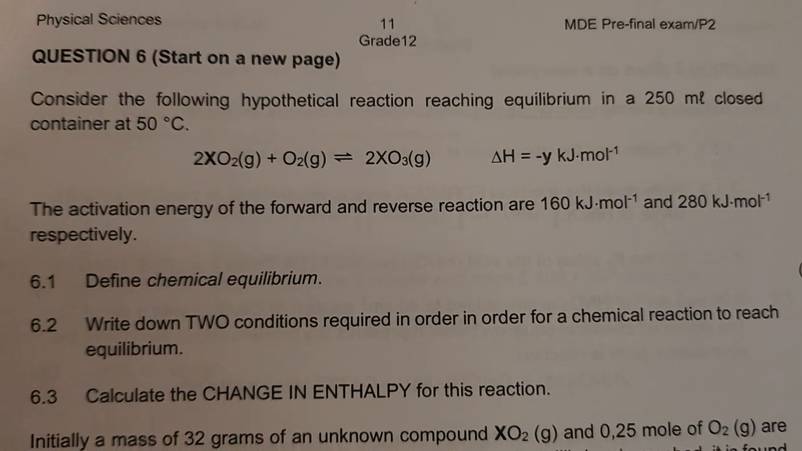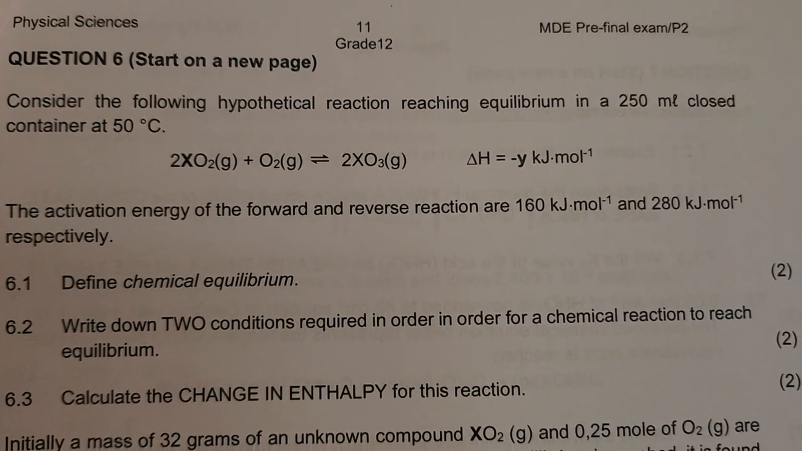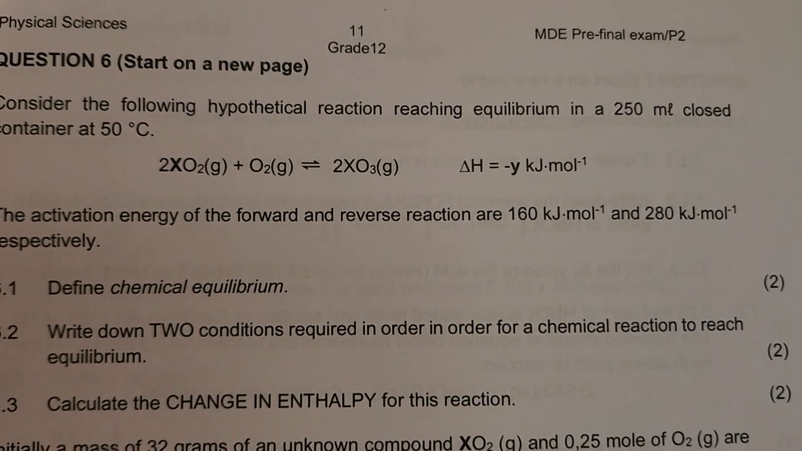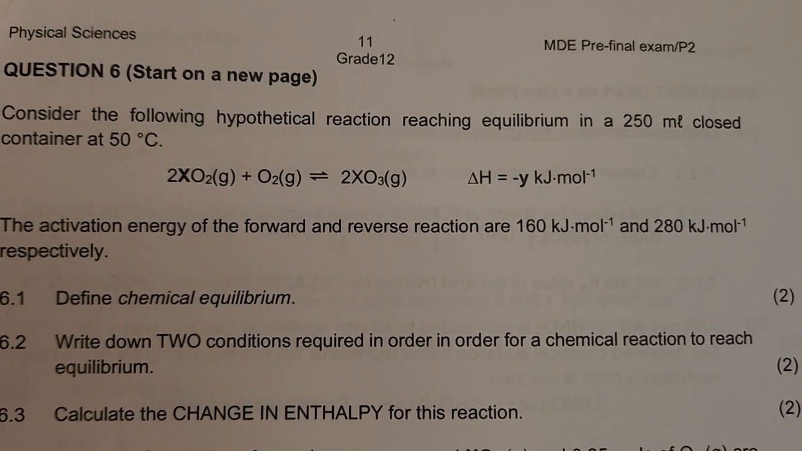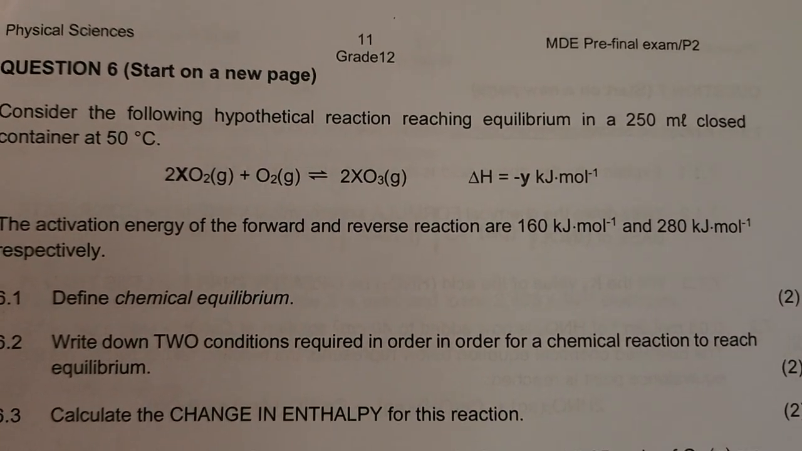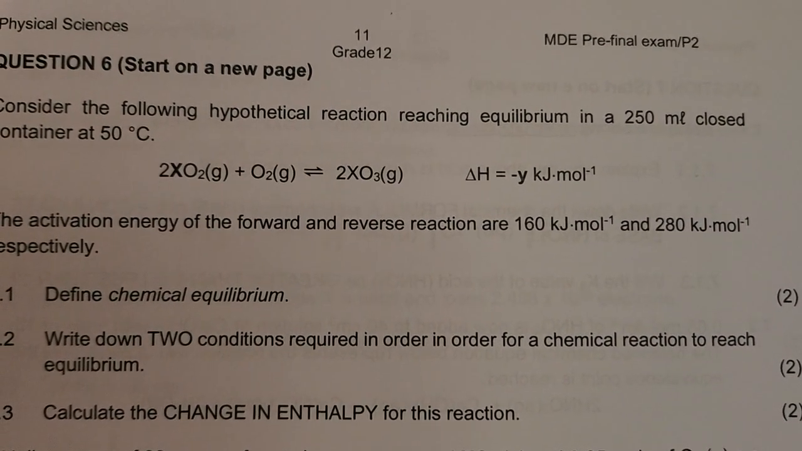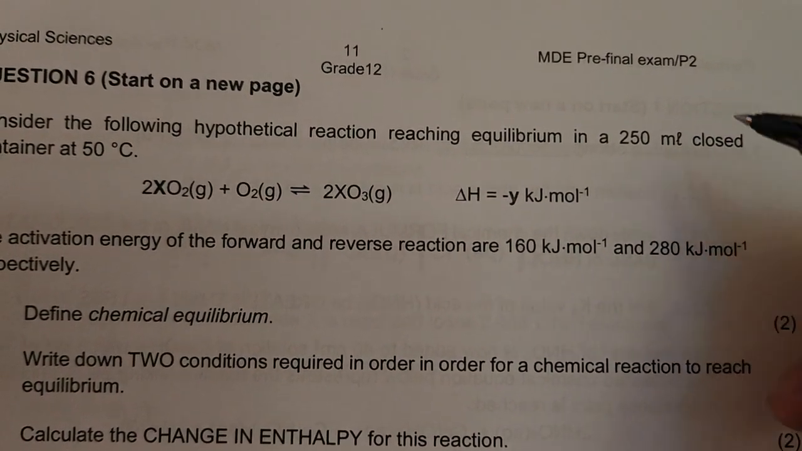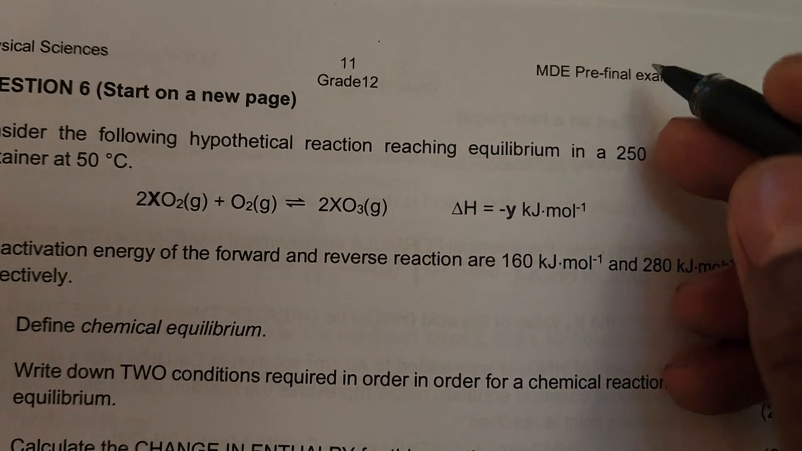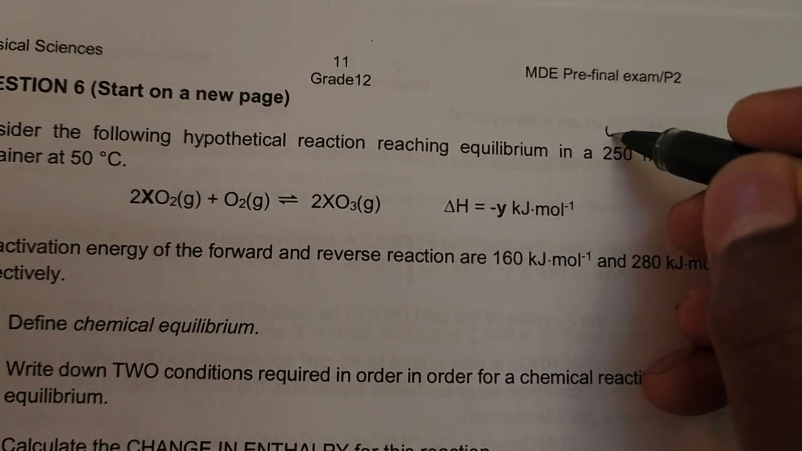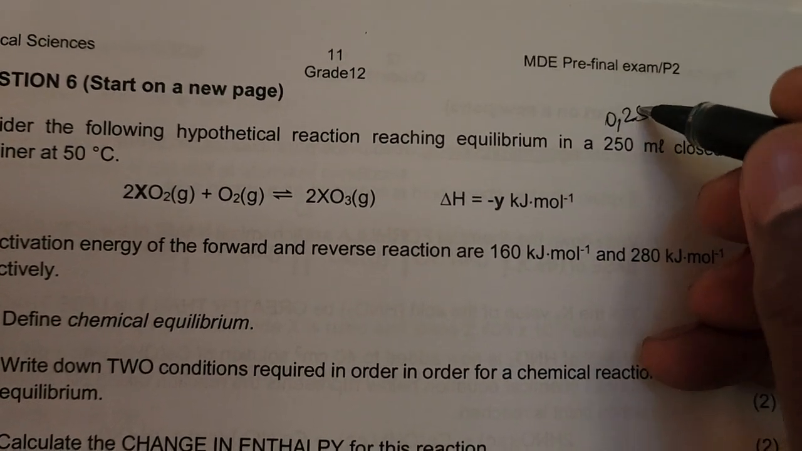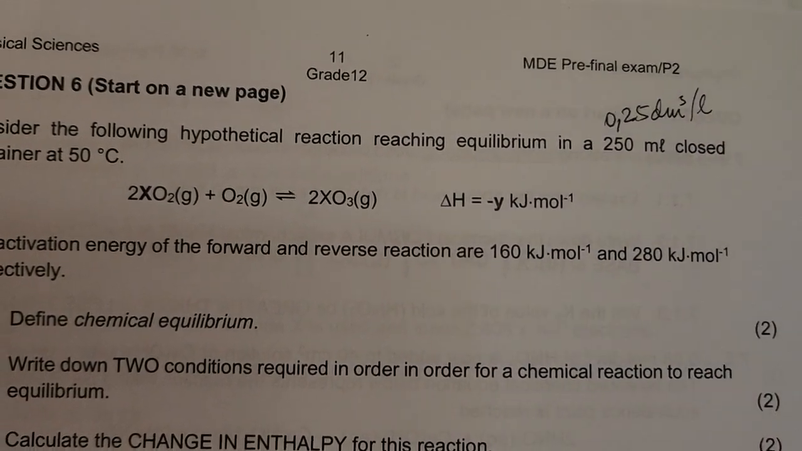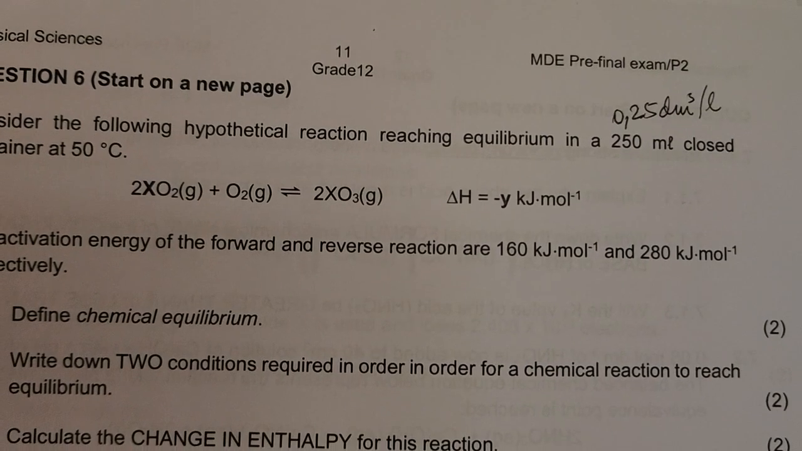They're saying, consider the following hypothetical reaction reaching equilibrium in a 250 milliliter closed container. Remember, immediately when you see 250 milliliter, you must convert it. We don't work with milliliters here, we work with the cubic decimeter or liters. This will be now 0.25 decimeter cube or liters. Fine, so we'll be working with that one.